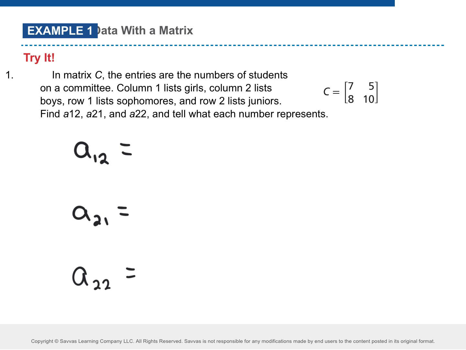Let's talk about the name first. Remember, name comes from how many rows by how many columns. How many rows do I have? 2 rows by how many columns? 2. So this is a 2 by 2 matrix.